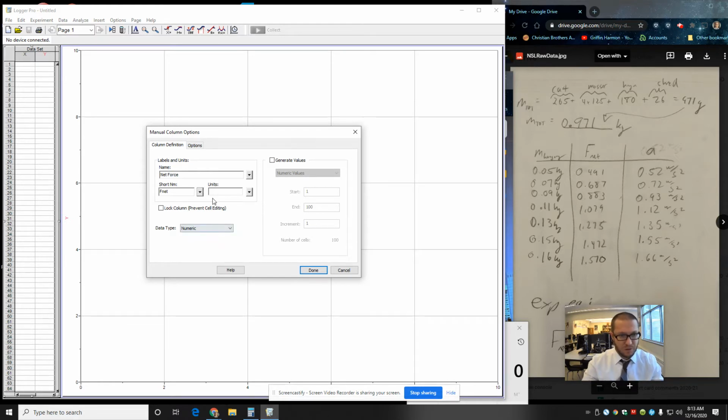Units for force are newtons, right? So we got that by taking these and multiplying. Actually, hold on a second. This is the x-axis. My bad. This should be the acceleration.